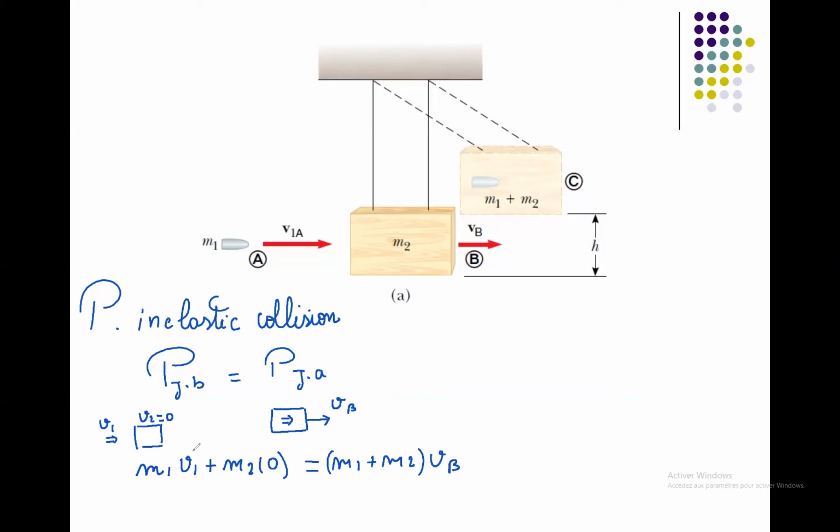Here I need to calculate v1 as a function of h. As you see, we don't have h directly, so we can calculate vb in terms of h, and we get the final result of v1 in terms of h. How can we calculate vb?